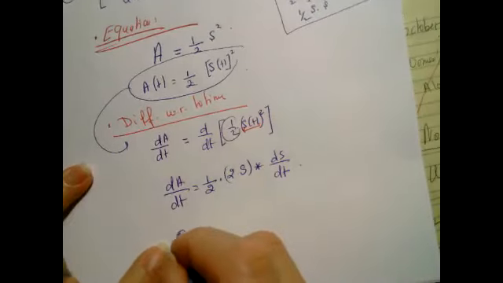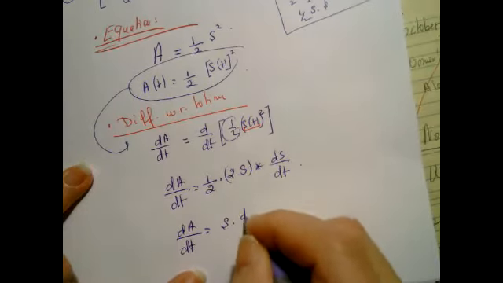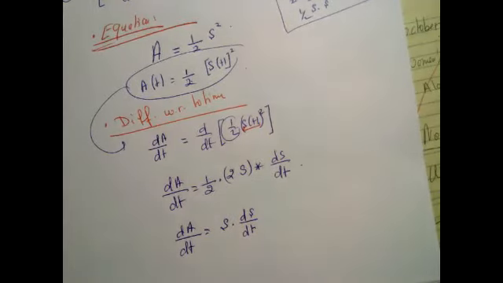So finally, what's dA/dt? The 2 and 2 cancel each other. It's S times dS/dt. So that's the equation that relates the rates. That's why I call it related rates. The word related rates is because the rate of the sides and the rate of the area are related. That's really where the word related rates comes from.